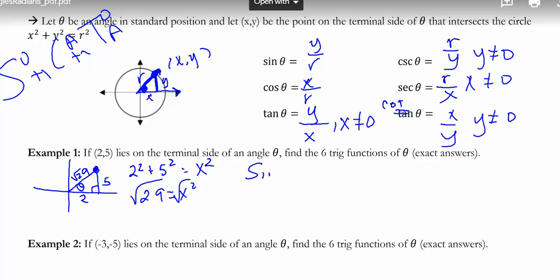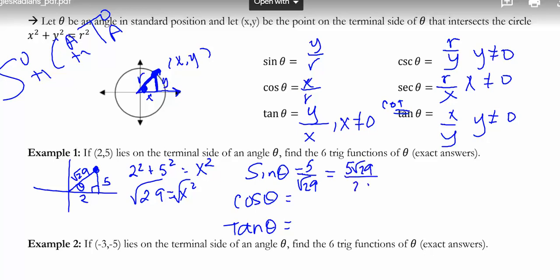So sine, cosine, and tangent. Sine is opposite 5 over hypotenuse, rad 29, which I can't leave like that, so I have to rationalize the denominator. Cosine is 2 over rad 29. I have to rationalize the denominator. And tangent is opposite over adjacent, so 5 over 2.